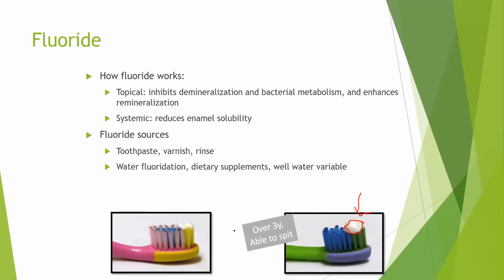And children over 3 are able to spit, so they can do that on their own, and they can use the fluoride toothpaste. So topical fluoride inhibits demineralization and bacterial metabolism and enhances remineralization of the enamel of the teeth. Systemically, it reduces enamel solubility. Fluoride sources include toothpaste, varnish, and rinses.